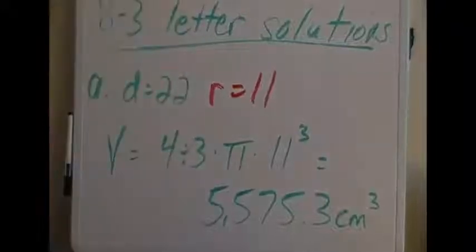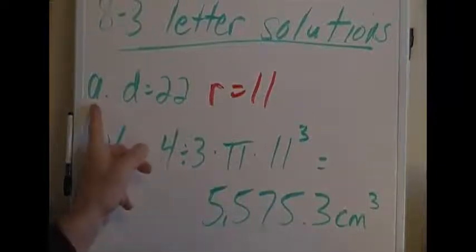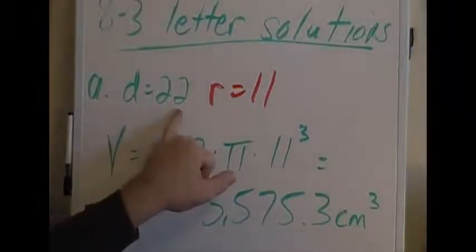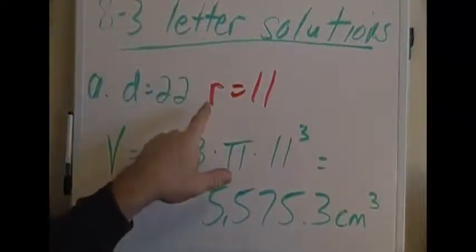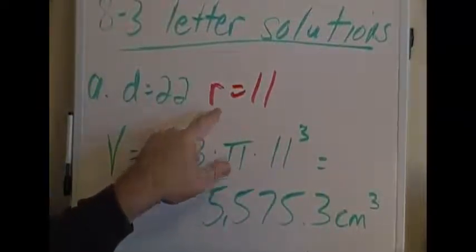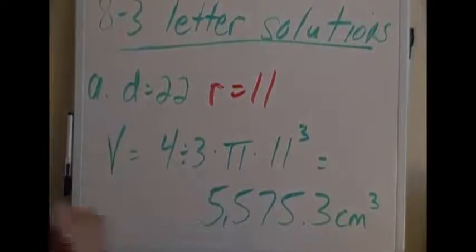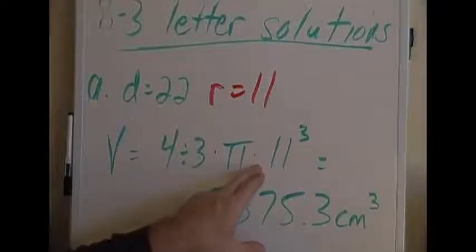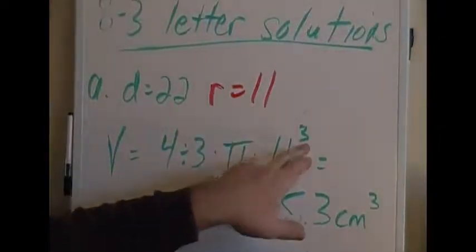Okay, here are the solutions to the letter problems for 8-3. First of all, we have A. We're given a diameter of 22. Because it's a sphere, we know we want to use a radius, so we drop it in half to 11. And our formula tells us to go 4 divided by 3 times pi times the radius of 11 cubed.